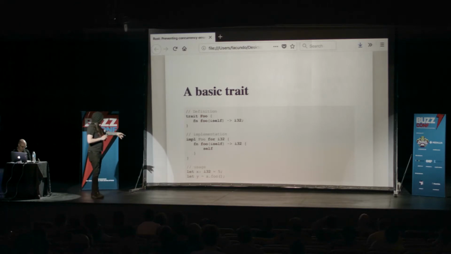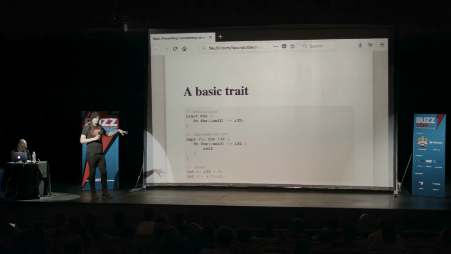And so then, way down at the bottom here, I don't know if you can see, the usage is like let x: I32 = 5, and then let y = x.foo. So once we have this trait and an implementation, we can call the method on a particular type. This is why it feels like interfaces to some degree.